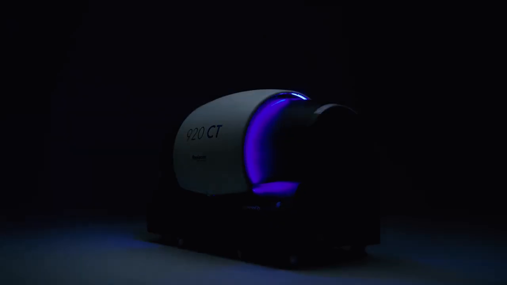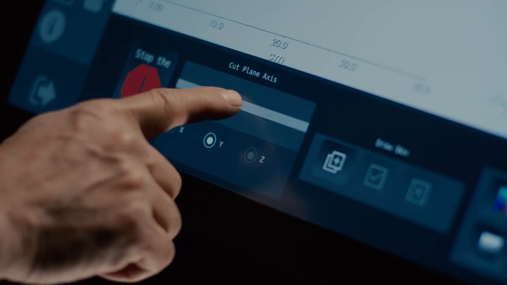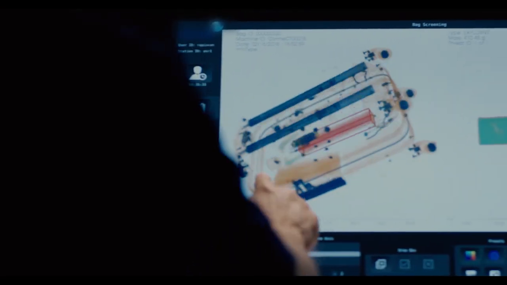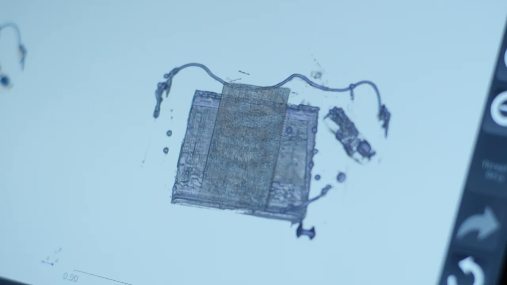With ever-increasing global threats and new regulations being introduced, the 920 CT gives you state-of-the-art technology designed to meet the strictest of current and future regulations. 920 CT is intelligent. It can detect threats quickly and make decisions based on what it sees. Its intuitive and simple to use touchscreen, paired with its 360 degree image view, makes inspection easier and faster.